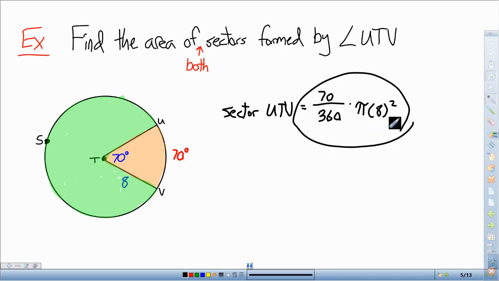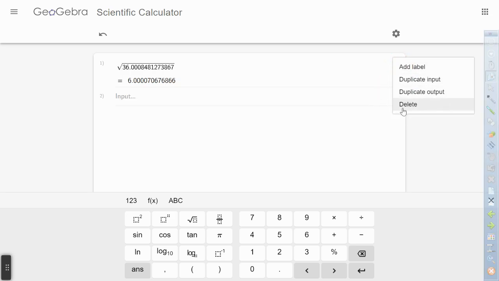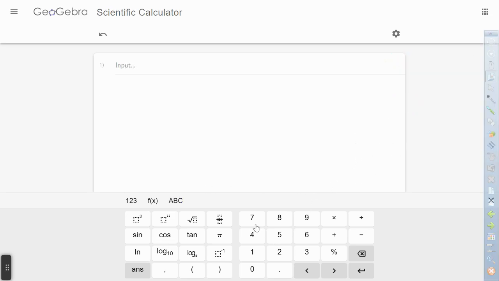So 70 divided by 360 times pi 8 squared. Okay, make sure you delete everything in your calculator. Okay, so 70 divided by 360 times pi 8 squared. All right, and I'm getting 39.09. So that 9 is going to round that 0 up to a 1. So 39.1.